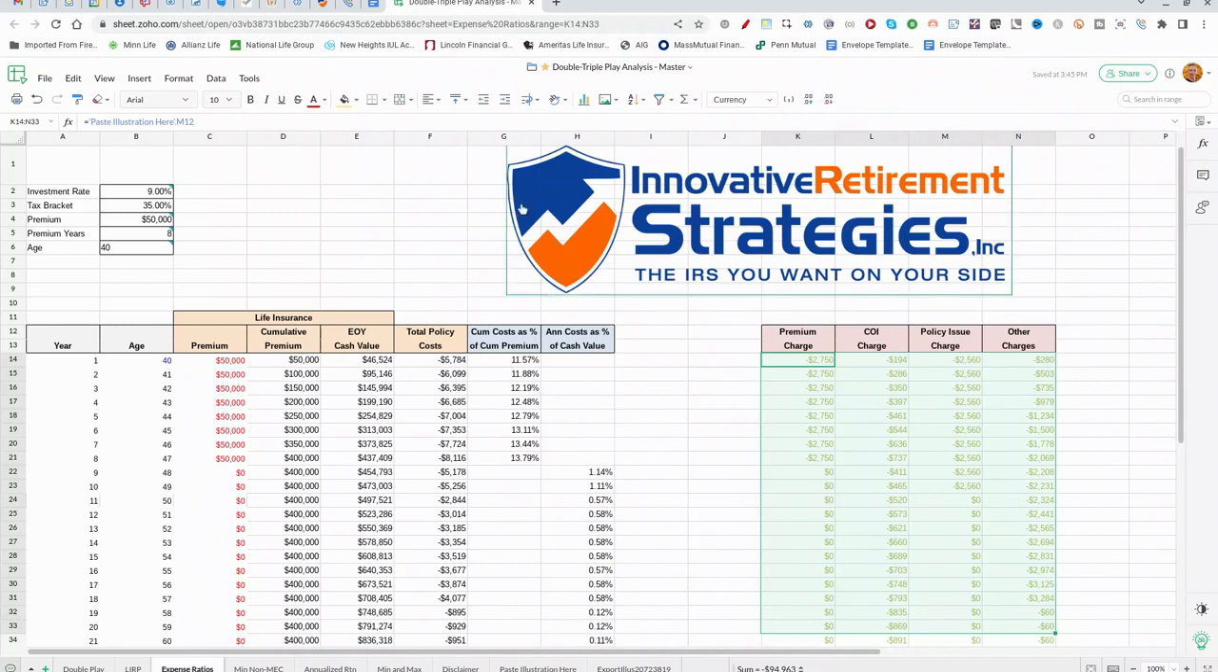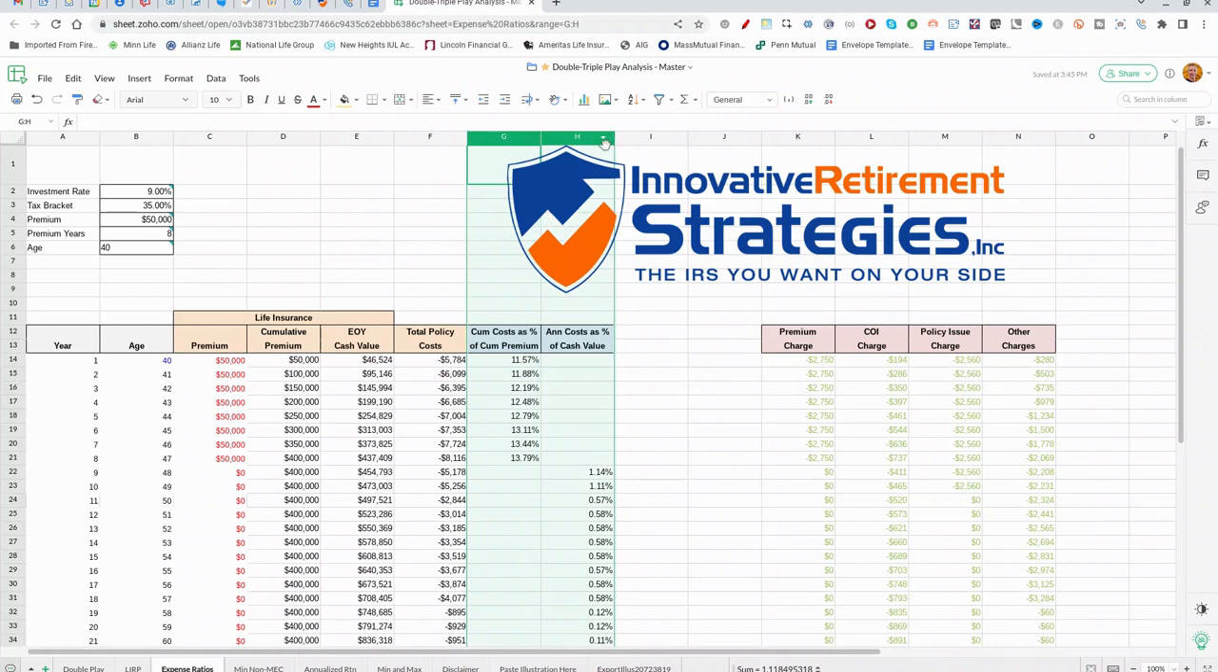So I'm looking at or calculating two different things. Most people want to know what are the fees of my policy as a percentage of the premium that I'm paying. And once I'm done paying premium, how are the fees going to impact the cash value over time?